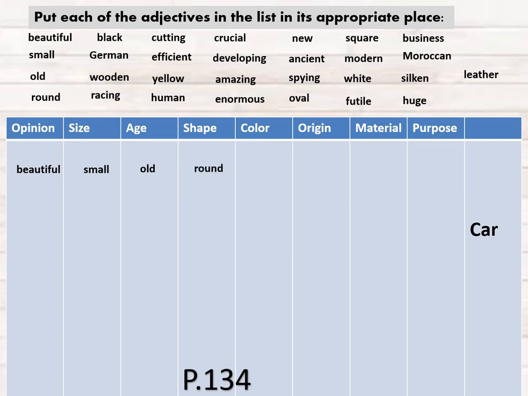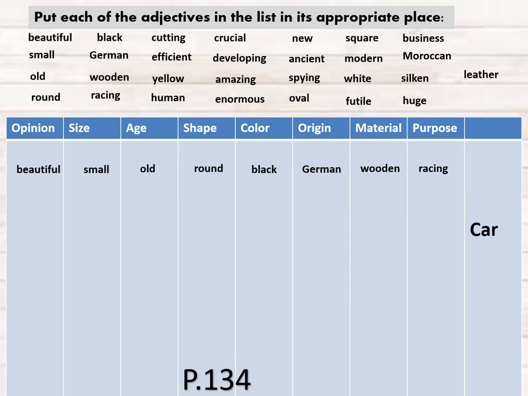Round is, of course, shape, yes. Black is a color. German, yes. For example, this thing is made in Germany, so it's origin, yes. Wooden is, of course, wood. It comes from wood. It's made of wood. It's material, yes. Racing, this is a racing car, meaning I'm using this car for the purpose of racing. So it's a purpose.